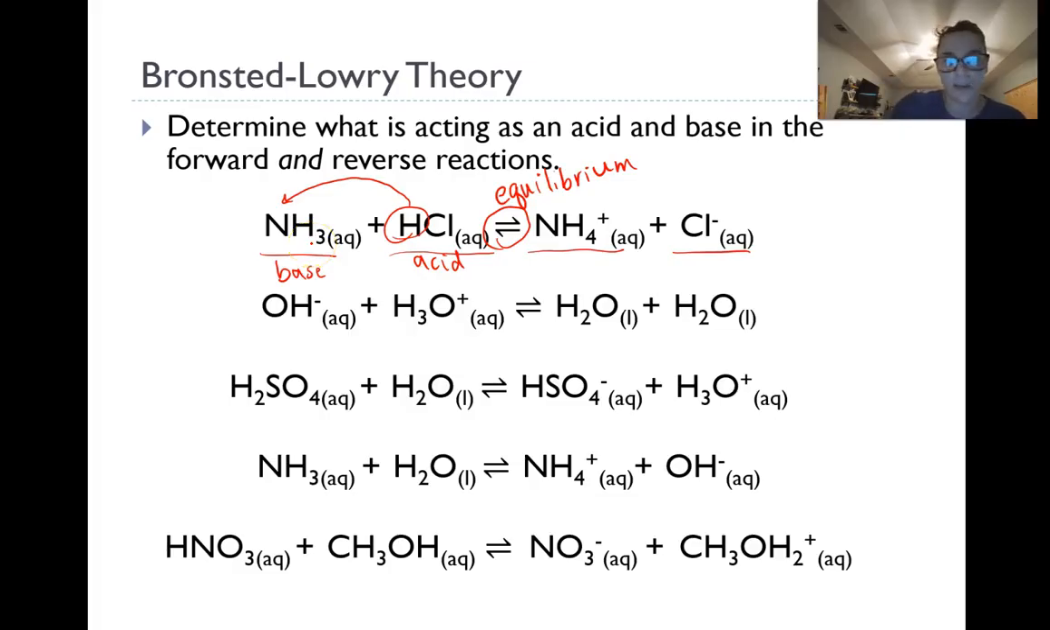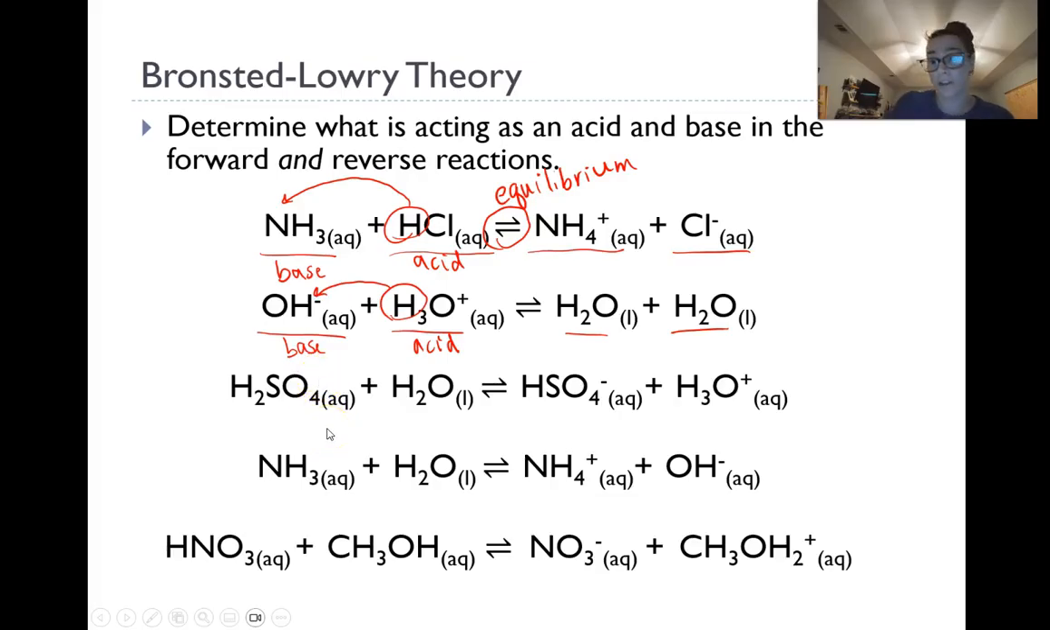So in the second example here, what is happening? We have hydroxide and hydronium producing our two water molecules. We already talked about this. So this hydronium gives its proton to the hydroxide. So this is acting as the acid, and OH minus is acting as the base. All right, so I want you guys to do the same thing for the last three. Identify what is acting as the acid and what is acting as the base.